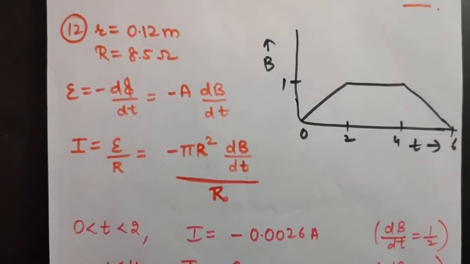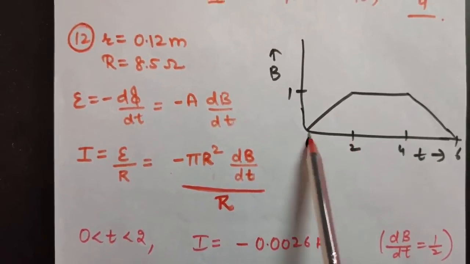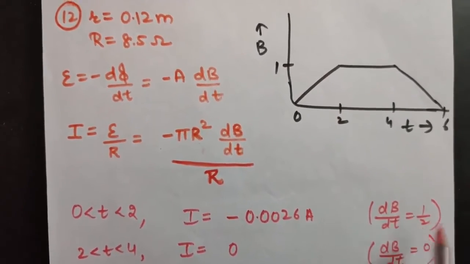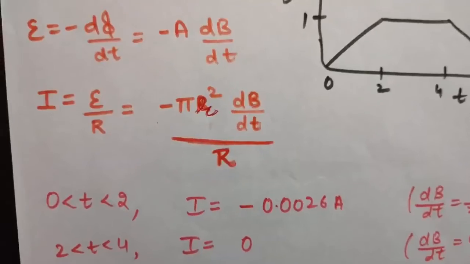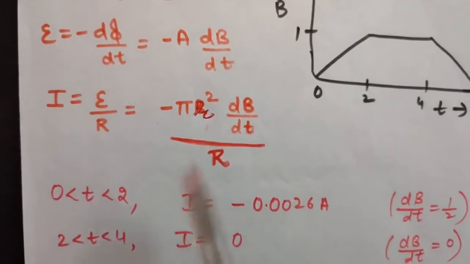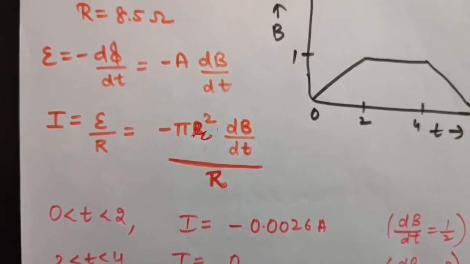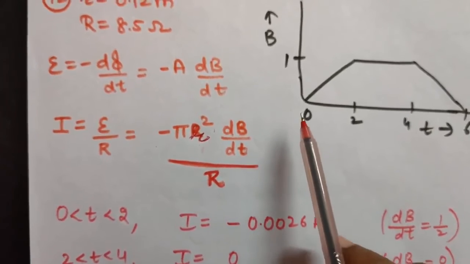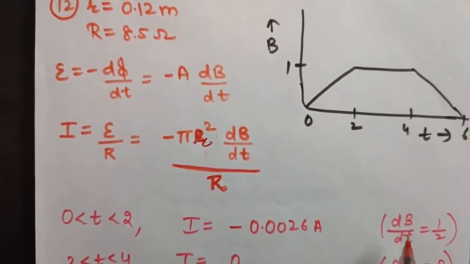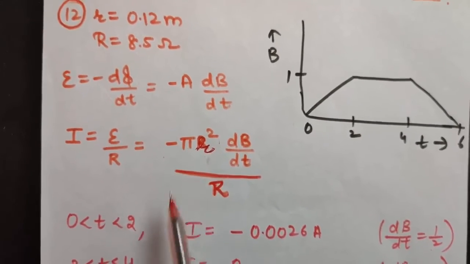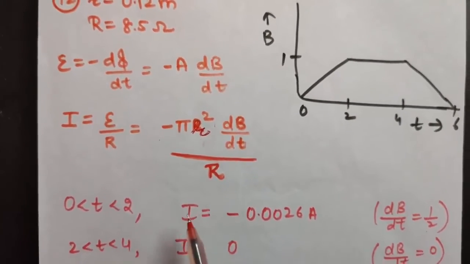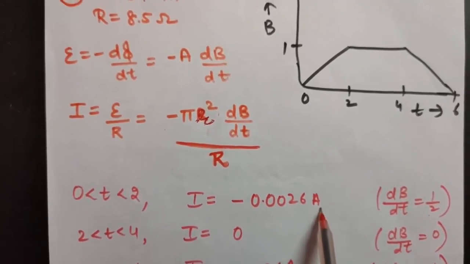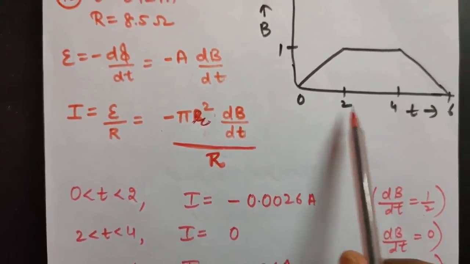Now what we have to do, look in the graph from time 0 to 2 seconds, dB by dt is 1 by 2. I take it to be small r for the radius because capital R is resistance, and in area we have to take the radius, so I am denoting it with small r. So dB by dt is 1 by 2 from 0 to 2. Small r is given in the question, pi you know, capital R is also given. So put all the values, you will get the value of current from 0 to 2 seconds to be minus 0.0026 amperes.